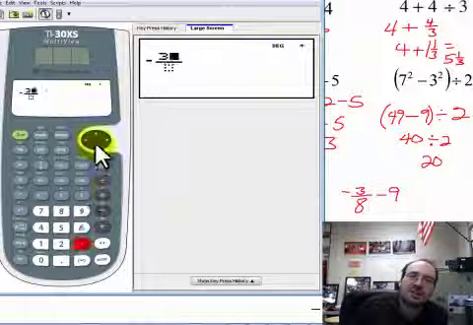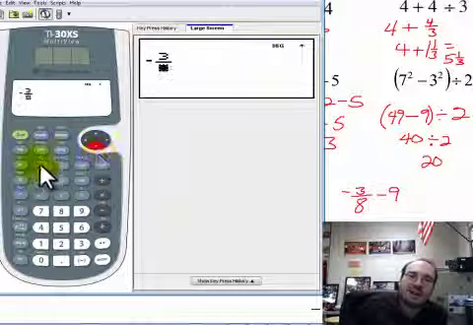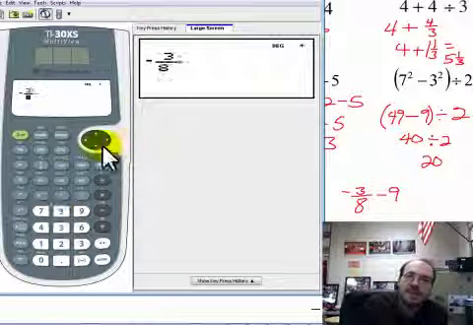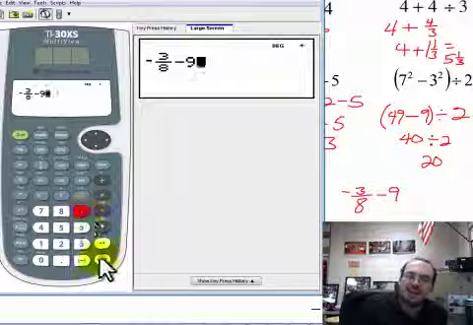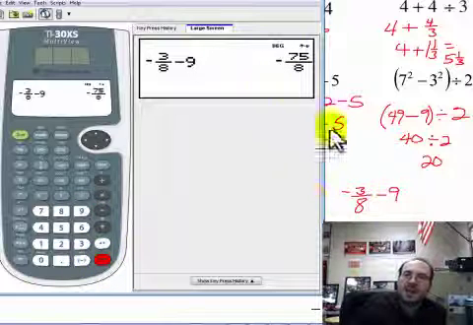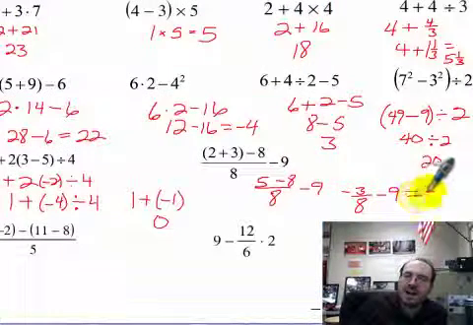I was just kind of waiting for the calculator to come up. So I have negative 3/8. I hit the fraction button. The nice thing about these new calculators is you can pretty much type things in exactly as you see them on the page. And I got negative 75 over 8.